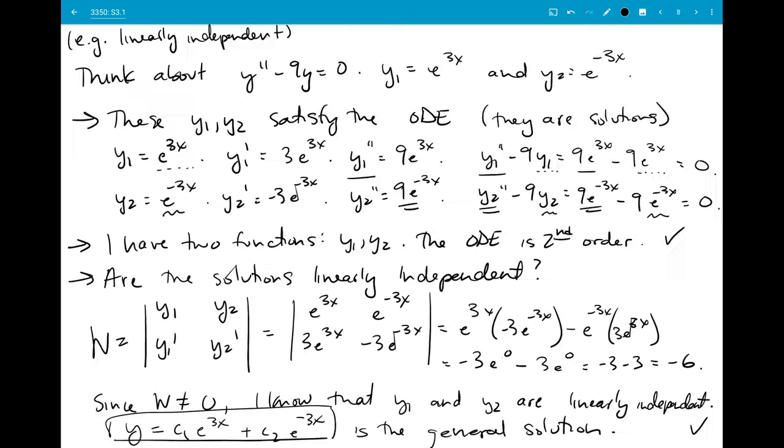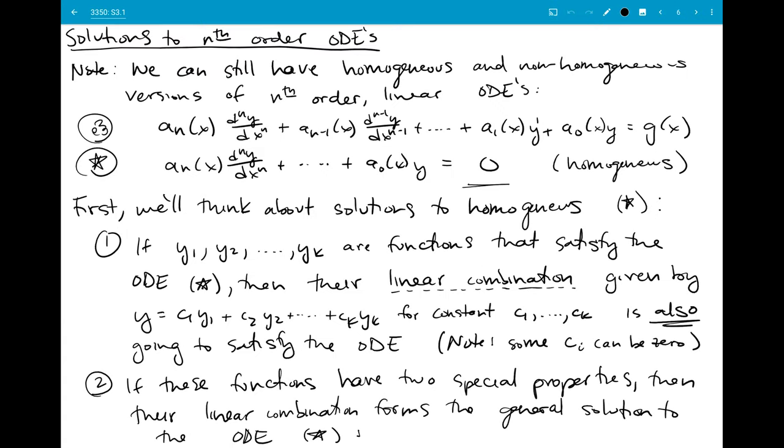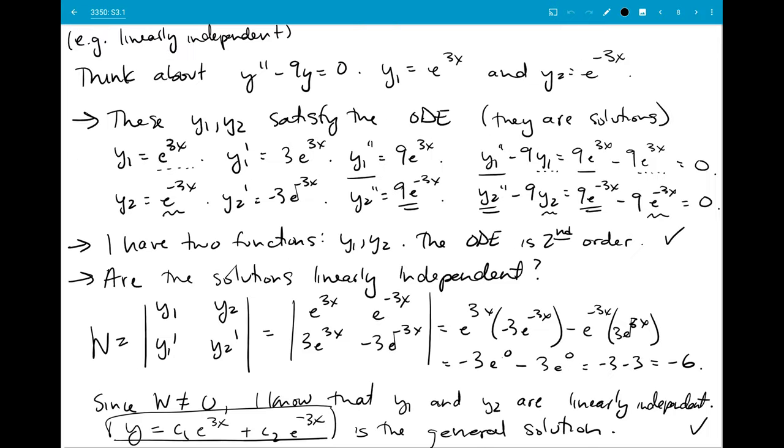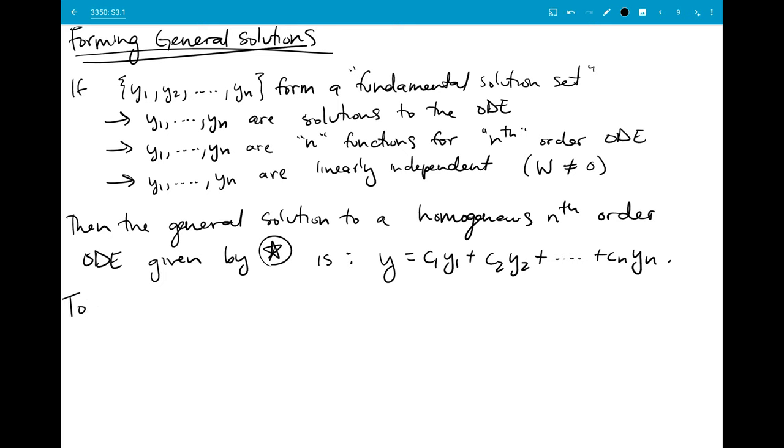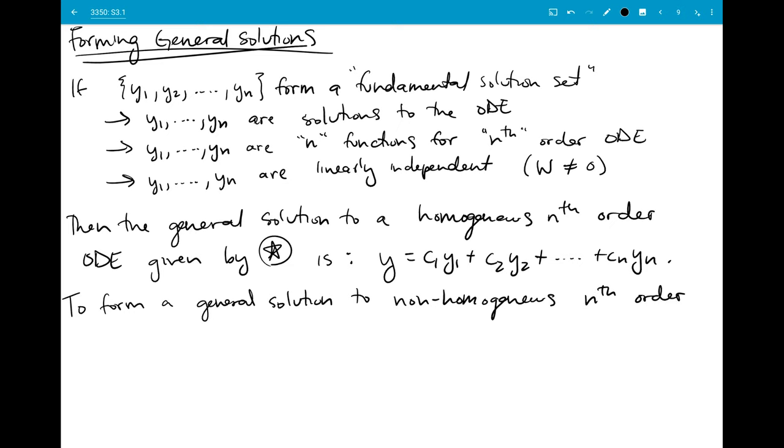And then there's just going to be one extra part. Remember, we broke up what we were thinking about to this only homogeneous case. So in the more general non-homogeneous case that is indicated by that weird flower shape, there's only one extra thing that we need. So to form a general solution to a non-homogeneous differential equation given by that thing, we just need one extra thing.